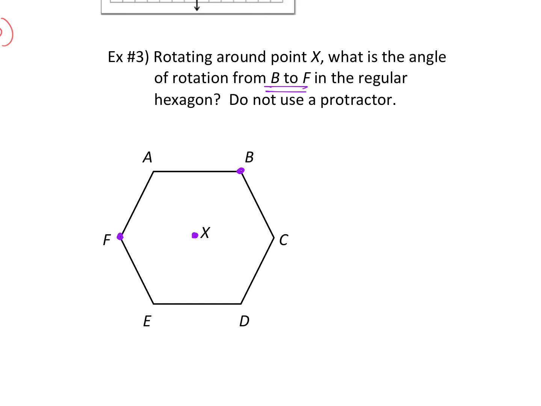What direction am I going? Counterclockwise. So I'm going like this, right? From here to there. Don't go this way. That would be clockwise, okay? Anyone have any thoughts on how we could figure this out? Whitney. Connect B to X. Okay, connect this line.